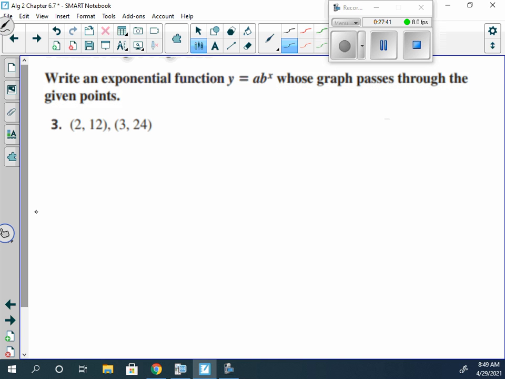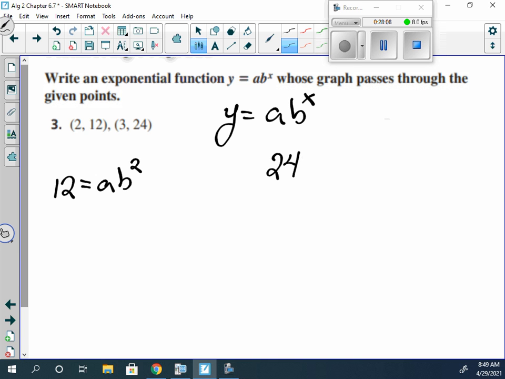Let's look at this one here. So this one here, I kind of go back on what I said, because we do have an x that's going to be different than 1, but it's not going to be that different than what we did. It's going to be the same type way to solve it. So when I plug this in, we'd have 12 is equal to a times b to the second. We'd also have that 24 is equal to a times b to the third.